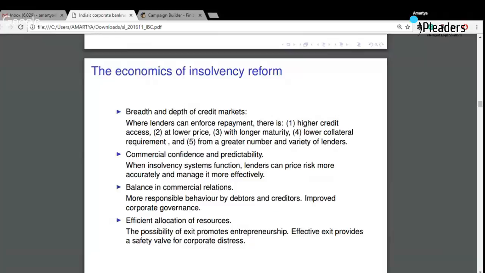Secondly, a related point is this also instills commercial confidence and predictability. Because if you have a functioning insolvency system, then lenders are able to price risk more accurately, which means that the cost of capital is much more reasonable and the lender is able to manage the risk more effectively, because the predictability of the system is much higher. This also balances the commercial relation between the debtor and the creditor. If you remember, I was talking about the socially optimal behavior on the part of debtors and creditors. Essentially, their incentives then fall in line and their losses are minimized. So that balances the commercial relation between the debtor and the lender.